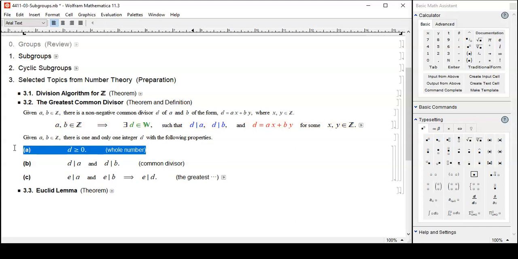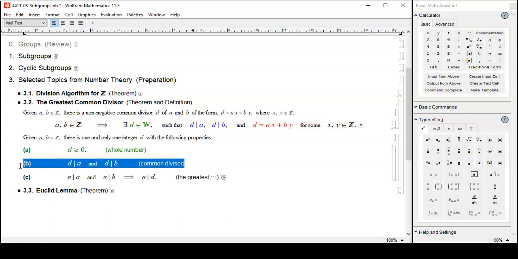Property number 1, d is greater than or equal to 0, and that comes directly from this, green. It's a whole number, so greater than or equal to 0. 0, 1, 2, 3, 4, and so on. Those are whole numbers, right? Second property, common divisor. d divides a and d divides b, and that's exactly the same as this blue property here.